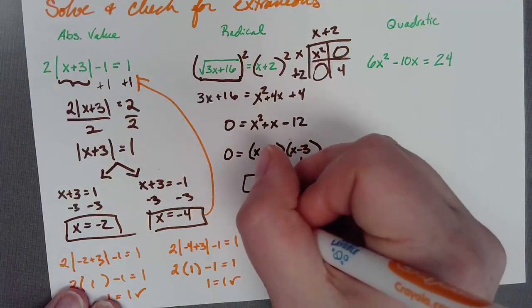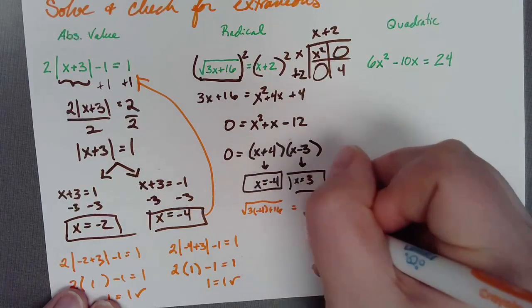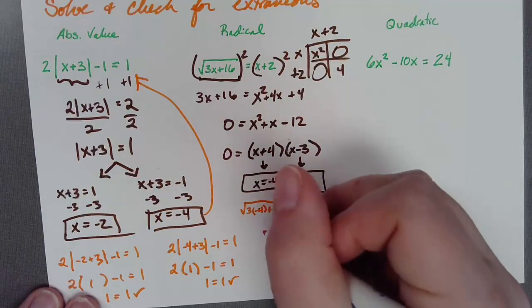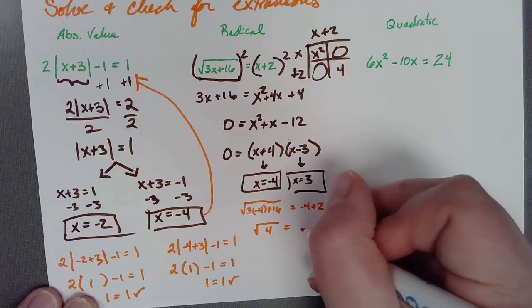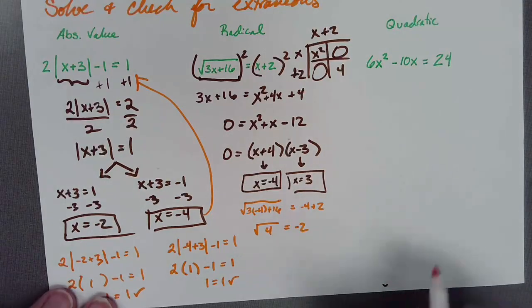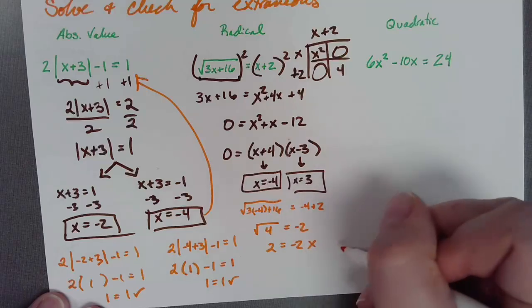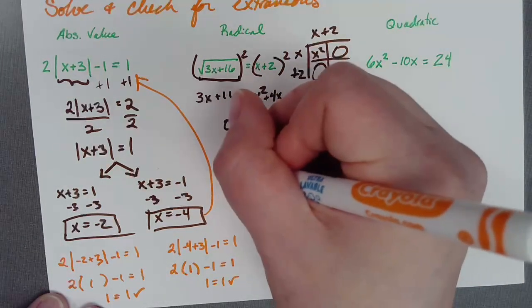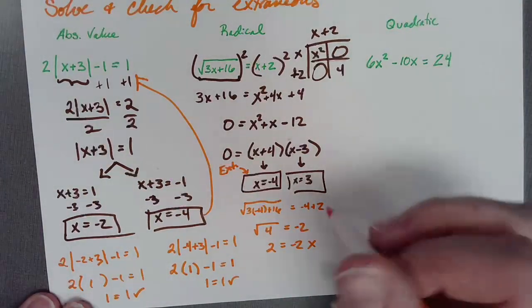So the square root of 3 times negative 4 plus 16, is that the same as negative 4 plus 2? 3 times negative 4 is negative 12, plus 16 is 4. So I get the square root of 4, and then over here I get negative 2. The square root of 4 is 2, and that does not equal negative 2. So what this is telling me is that negative 4 is extraneous. I'm not done though, because technically both of these solutions could be extraneous, so I do have to check and see if 3 is going to work as well.